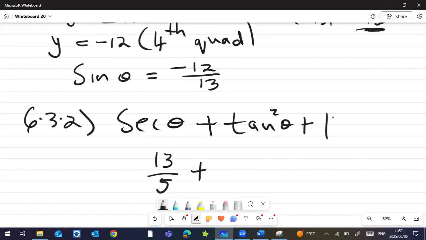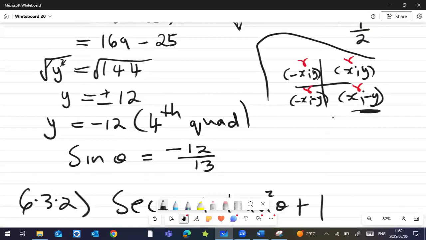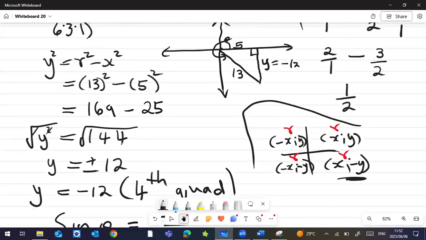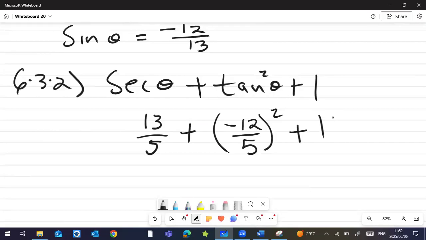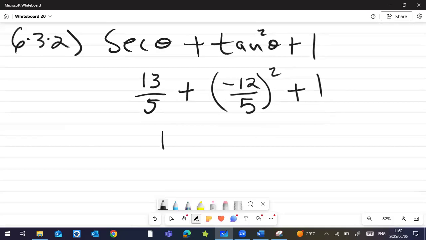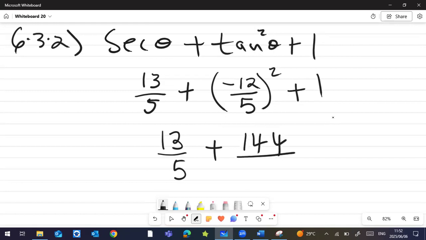Plus, remember, tan by definition is opposite over adjacent. Going back to our diagram, the opposite is minus 12, the adjacent is 5. So our tan there is minus 12 over 5, and it is all squared, plus 1. Now, moving step by step, we have 13 over 5 plus, you square minus 12, you get 144. And when you square 5, you get 25, plus 1.